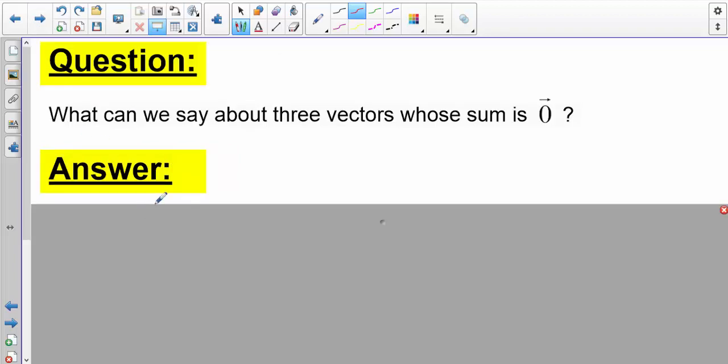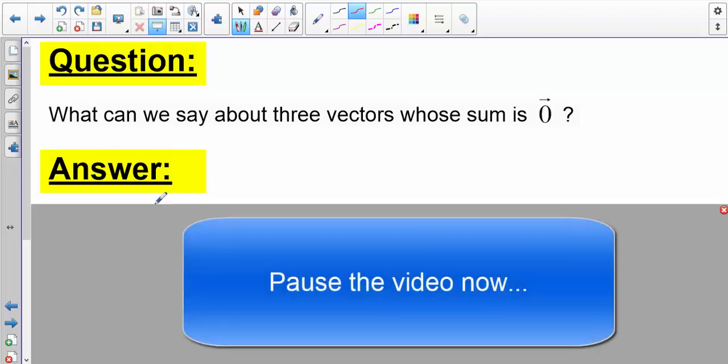So I have a question for you here, and I'll rephrase the question a little bit for your purposes. What can we say about 3 vectors whose sum is 0, or whose sum is the 0 vector? What I want you to do is try and draw me a diagram of 3 vectors that, when they're added up, give us a 0 vector, and try and contemplate what that gets you. Just pause the video and think about that for a sec.